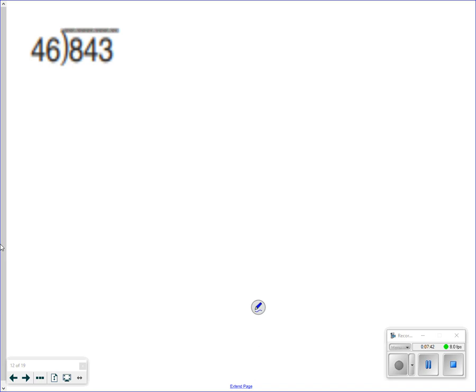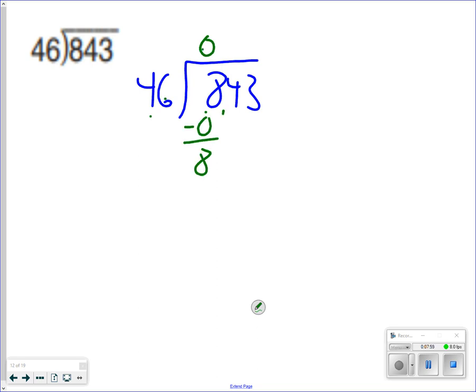Ooh, I like this problem. 843 divided by 46. You're probably asking, I don't know 46 times 3, I don't know what that equals. So let's just see how much we have to do. How many 46s go into 8? 0. 46 times 0 is 0. Subtract, I've got an 8. I'm bringing down the 4.